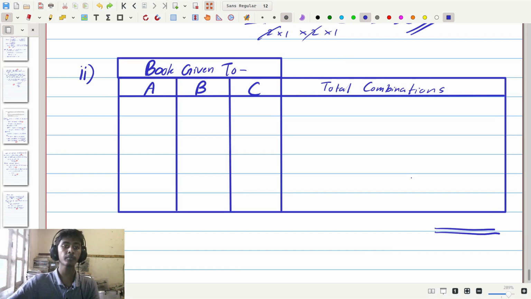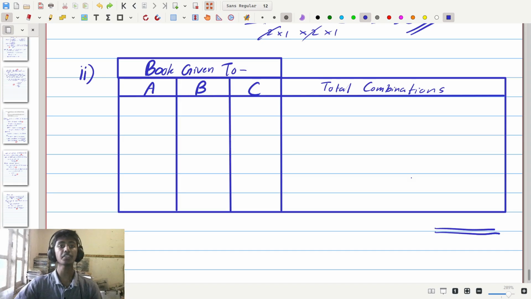if you write a table like this, then all of your cases and your overall structure of your answer will be much more easy to read. So if we consider this table, I've written down that books are given to A, B, and C. I've written down different columns where we can label the different numbers of books that are given to A, different number of books that are given to B, and the different number of books that are given to C. And to the right here, we can work out the total number of combinations for that particular situation.